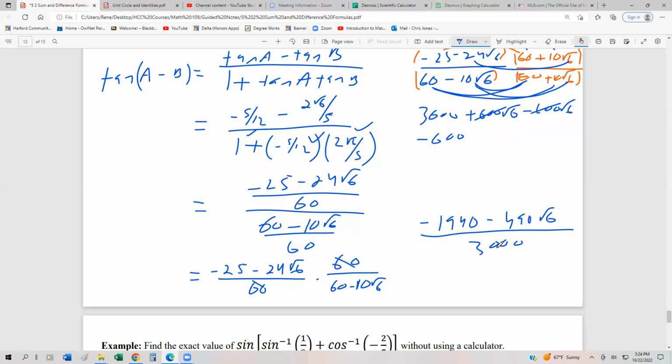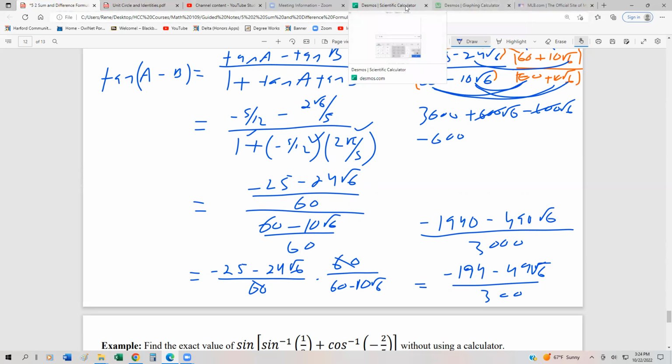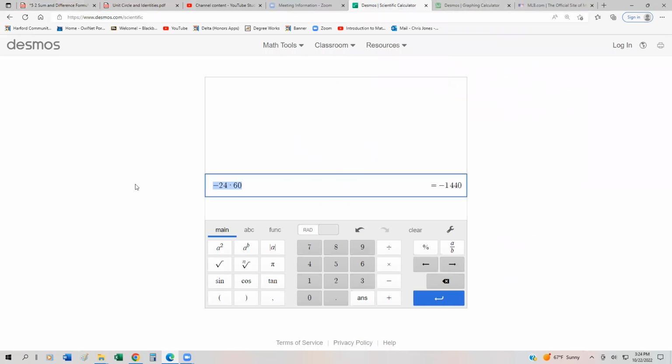Lastly, we can clearly see that there's a common factor of at least 10. So that's going to be negative 194 minus 49 roots of 6, divided by 300. And I think that's about as simple as we can make this. I don't believe that this is going to have any shared factors, because I know 49 doesn't have a factor of 3 in it. We could always just try our calculators and do the math enter for each of these. So might as well just do it one more time. So I'm going to take 194 divided by 300 and then do the fraction for that.